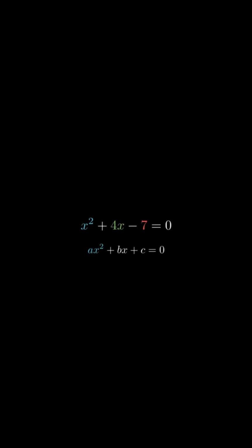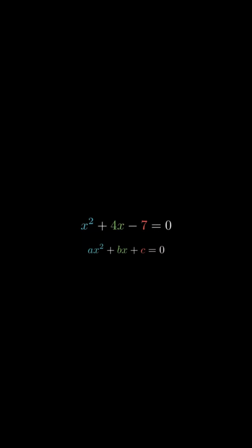The value of b is 4, which is the coefficient of our linear term x. This middle term will affect both the position and the direction in which the parabola opens. And c equals -7, our constant term. The sign of this term is important because it tells us whether the parabola crosses the positive or negative side of the y-axis.